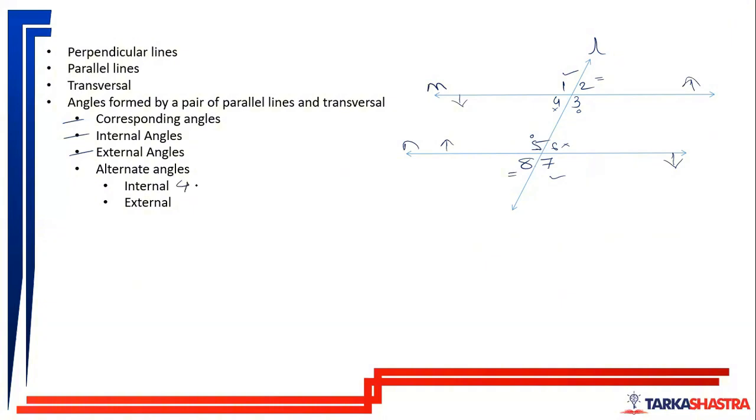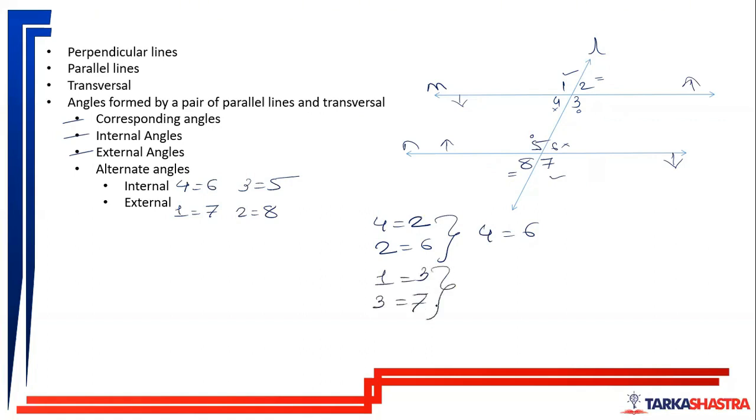एंड अ पेयर ऑफ इंटरनल एंगल्स is always equal. 4 equal to 6 and 3 equal to 5. Pair of external alternate angles is also always equal. That is 1 equal to 7 and 2 equal to 8. क्यों? सिंपल है. फिर से जैसे मैंने बोला था आपको कि 4 and 2 are vertically opposite angles. That means 4 equal to 2 because they are vertically opposite angles. And we also know that 2 equal to 6 because they are corresponding angles. That means 4 is also equal to 6. Similarly, 1 is equal to 3 because they are vertically opposite angles, and 3 is equal to 7 because they are corresponding angles. That means 1 is equal to 7.